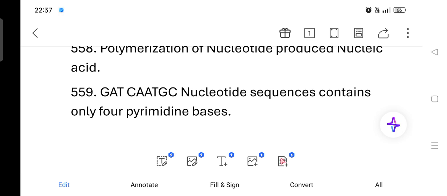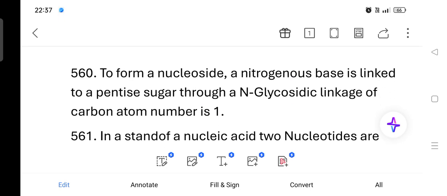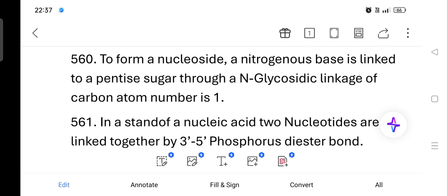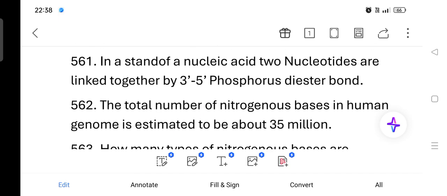The GATCAATGC nucleotide sequence contains only 4 pyrimidine bases. To form a nucleoside, a nitrogenous base is linked to a pentose sugar through an N-glycosidic linkage at carbon atom number 1. In a strand of nucleic acid, two nucleotides are linked together by a 3 to 5 phosphodiester bond.